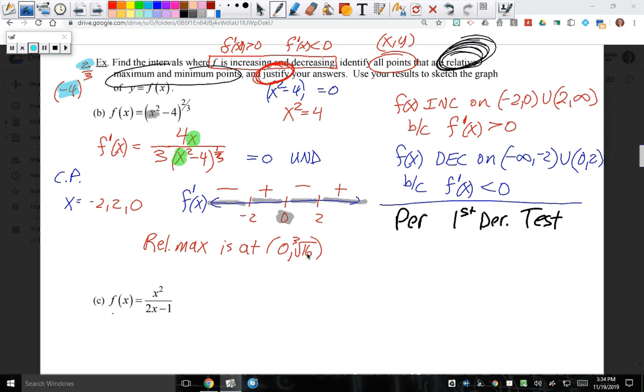You all see that? Okay. And what times itself 3 times is almost 16? It's like in between what two numbers? 2 and 3. Okay, so 0 and somewhere between 2 and 3. That's the point. That's this relative max.